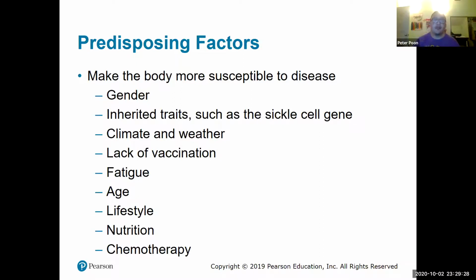Okay, so here are the predisposing factors to disease.